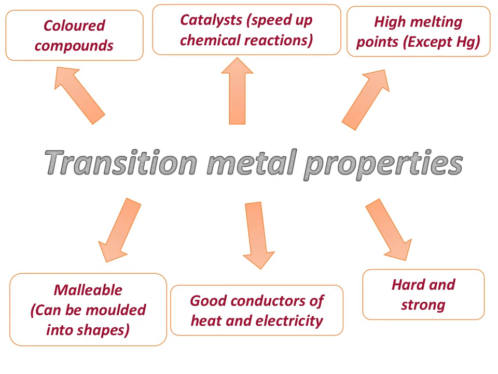So we've done group 0. Group 0 are unreactive. They're unreactive because they have a full outer shell. Now we move to the middle of the periodic table and the transition metals, and specifically what are their properties.